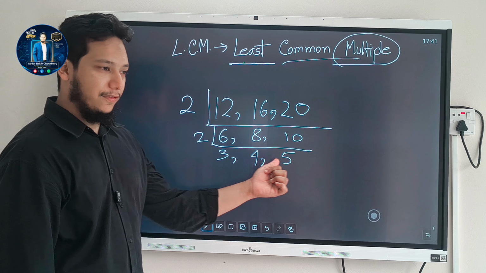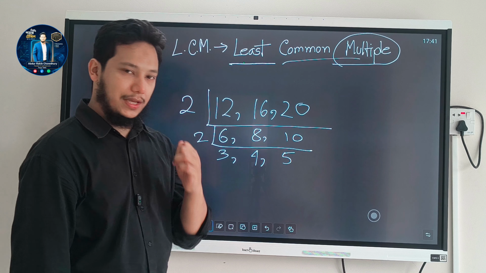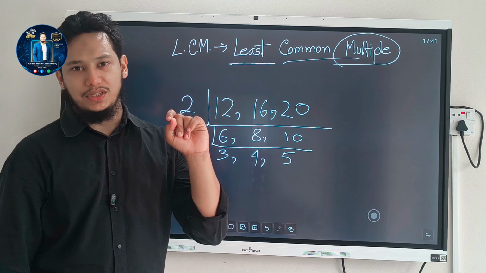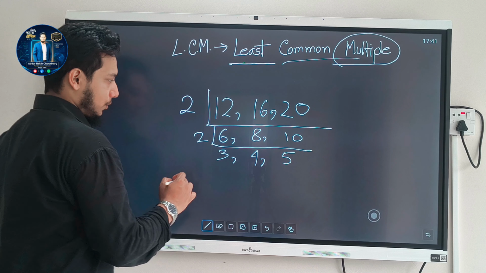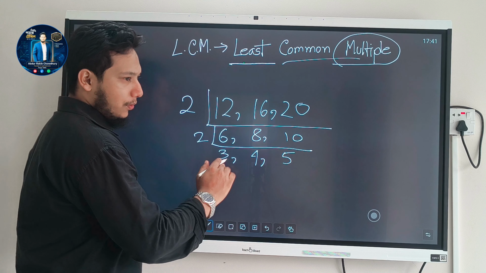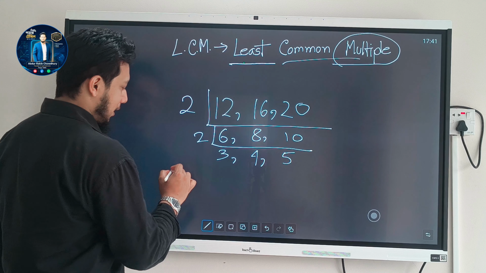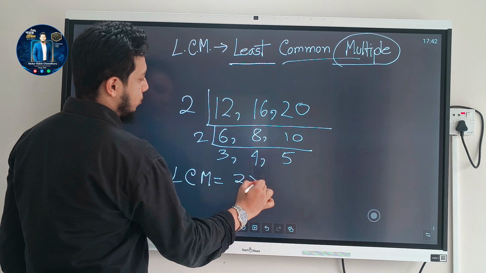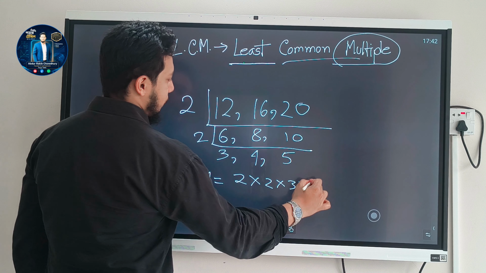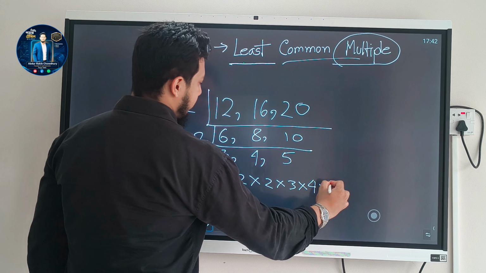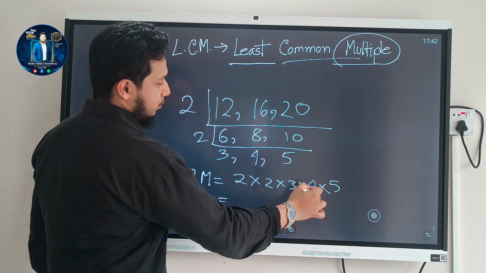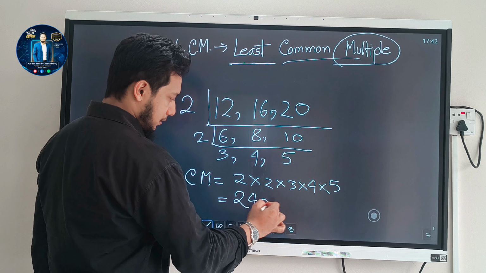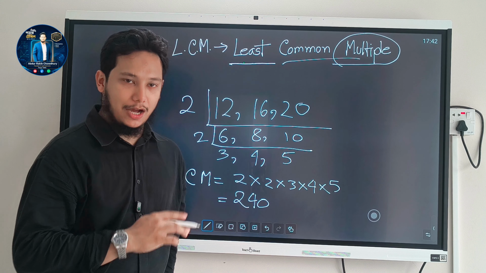3 is odd, 5 is also odd, and they are prime numbers. There is only one even number, 4, but you cannot divide just one number. You have to take a minimum of 2 numbers to carry on the method. Once you are at a stopping point, multiply the numbers. That will be the LCM of 12, 16 and 20. 2, 2, 3, 4, 5. So 5 fours are 20, 3 twenties are 60, 2 sixties are 120, 2 one-twenties are 240. So I hope you get my point on how to find the LCM.